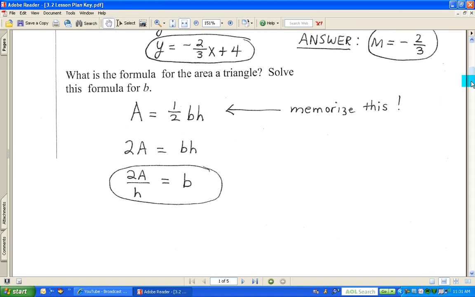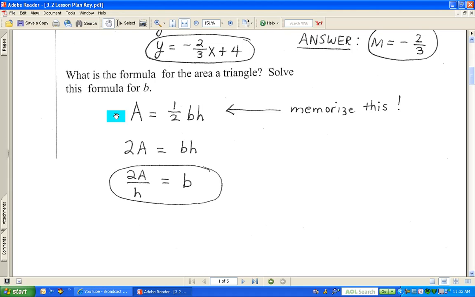Next question. It's a two-part question. Part 1, what is the formula for the area of a triangle? And then part 2, solve this formula for the letter b. Alright, the formula for an area of a triangle, area equals 1/2 base times height. Again, you see the phrase there, memorize this. It's one of your formulas that you need to know.